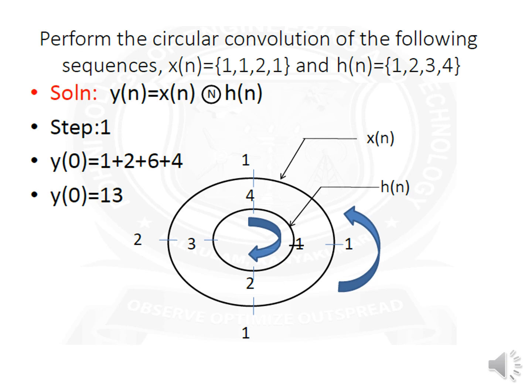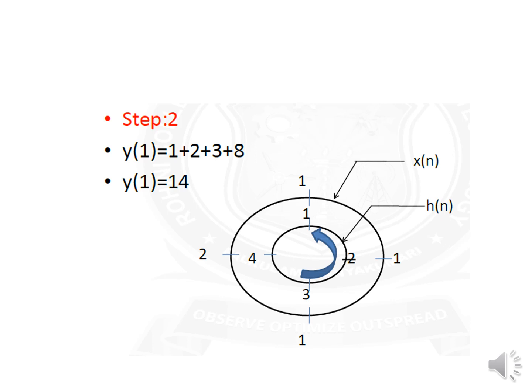In the outer circle, the first sequence is represented in the anti-clockwise direction, and in the inner circle, the second sequence is represented in the clockwise direction. After representing them, the sequence values in corresponding positions are multiplied, and finally they are added, and we find y of 0. It is 13.